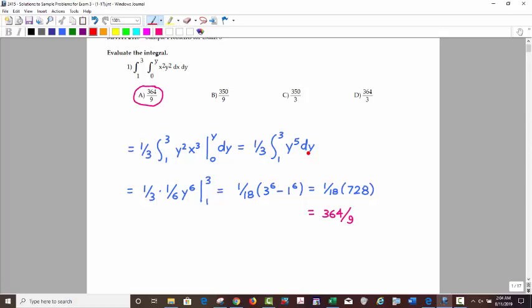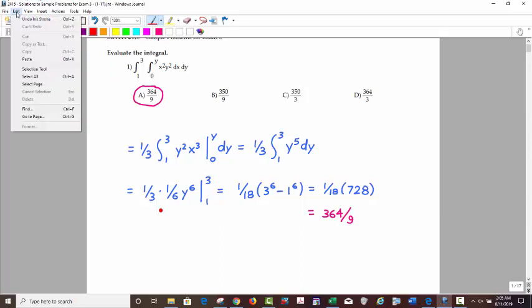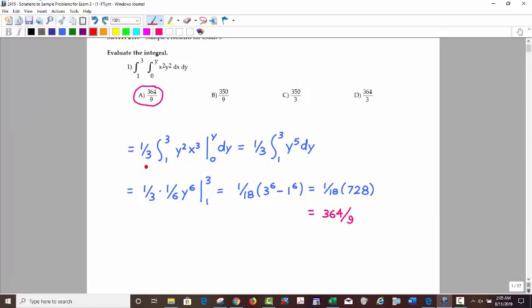And then the antiderivative of that will be 1/6 y to the 6th, with the 1/3 still sitting there from before. So we have a 1/3, a 1/6, y to the 6th, 3 on top, 1 on bottom. So it's 1/18 times 3 to the 6th minus 1 to the 6th, which then simplifies to 364 over 9.